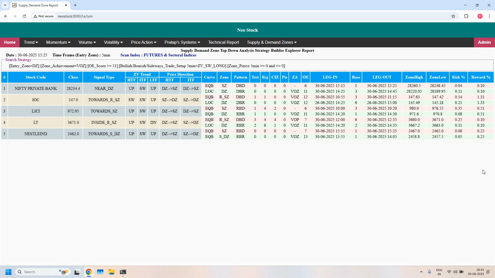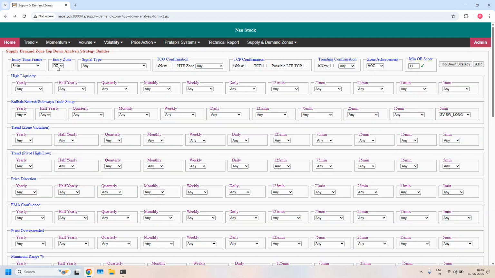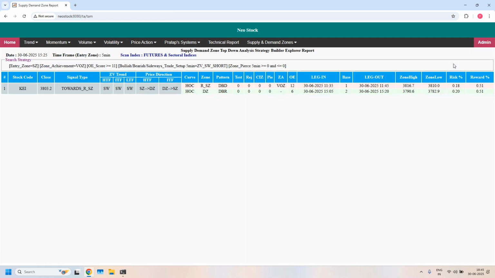Okay, next sideways short trade setup. The changes are 5 minutes supply zone. And here sideways short, let's filter. One stock is filtered. This is the 5 minutes supply zone.